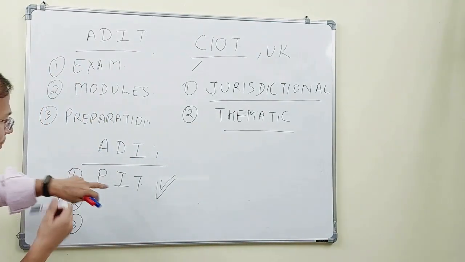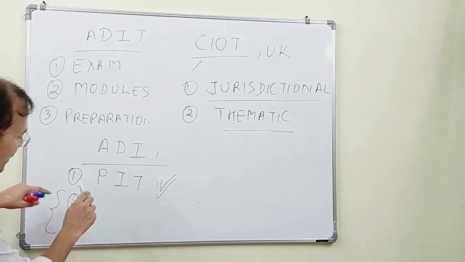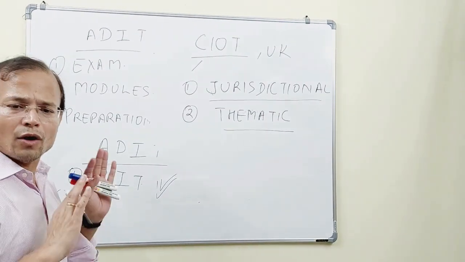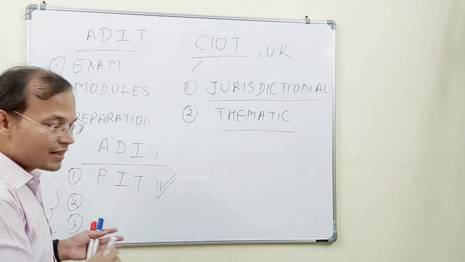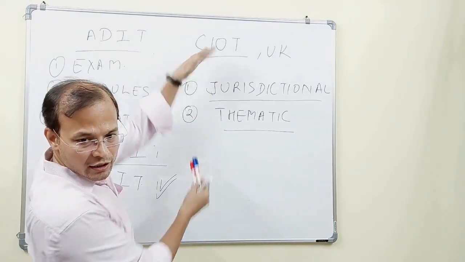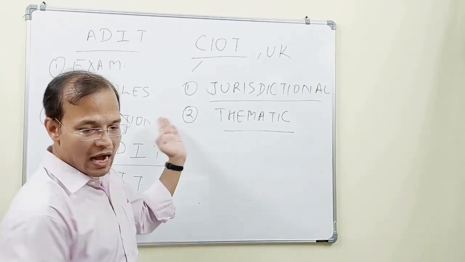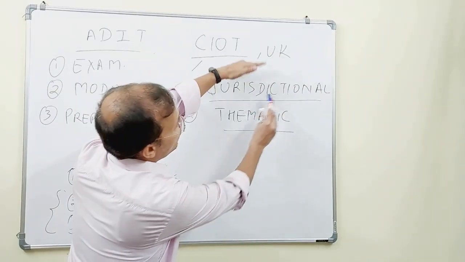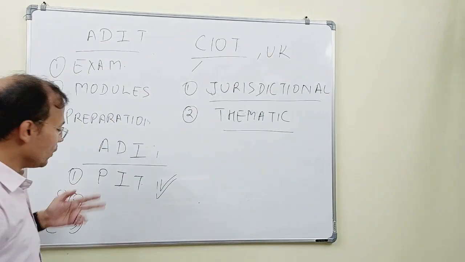Principles of international taxation is compulsory, you have to take that. Second and third can be optional. You can choose any. And for choosing second and third, you have two categories. Jurisdictional, I have listed the country's name. Thematic, I have told you the subjects. So out of all these categories, you have to take two. Fine? So one, two and three.